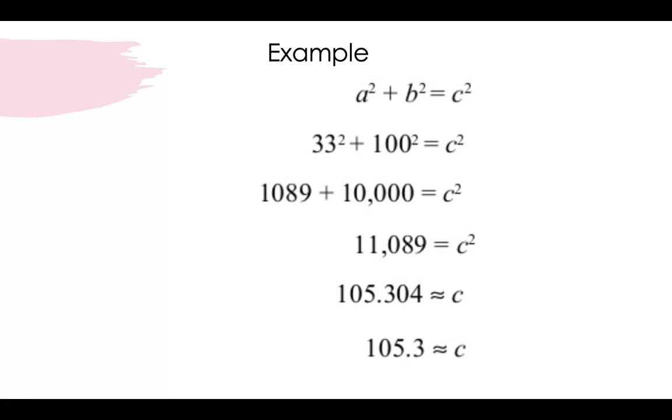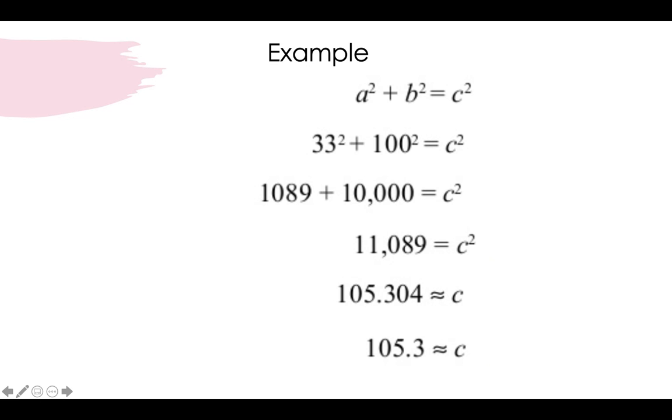Let's look at an example here. I have the formula again written for you: a squared plus b squared equals c squared. So if we know that a equals 33 and b equals 100, we could square 33 to get 1,089, and square 100 to get 10,000. We add those together and we get 11,089, which equals c squared. But I don't want to know c squared. I want to know c.